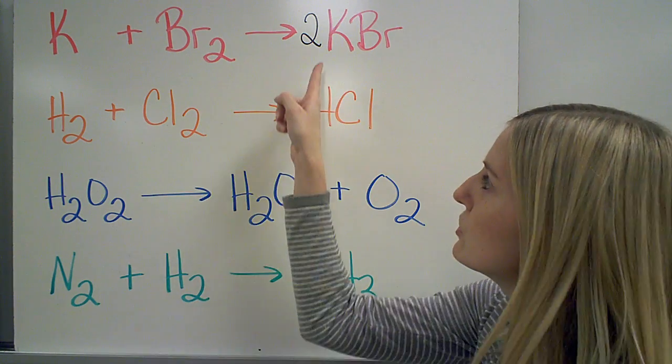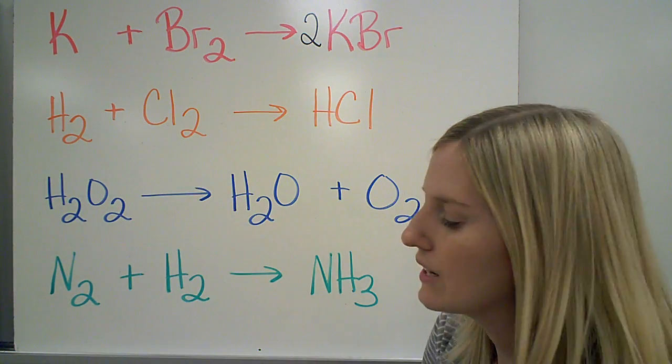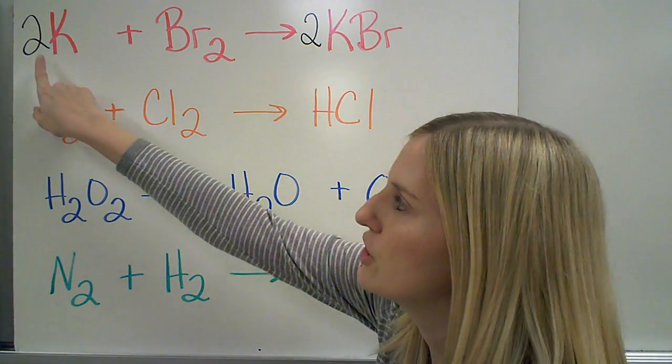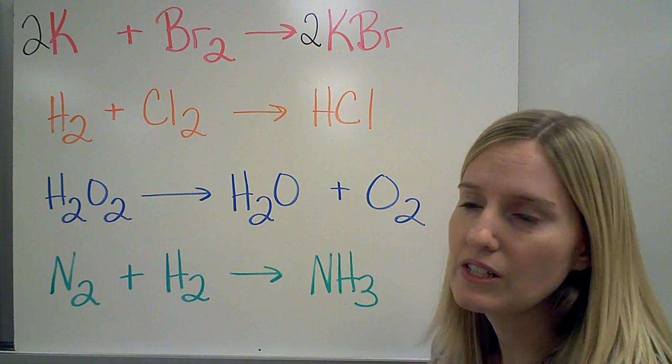But now I have 2 potassiums on this side and I only have 1 over here. That's easily fixed by adding a 2 in front. So I check: 2 potassiums, 2 potassiums, 2 bromines, 2 bromines, everything's good.